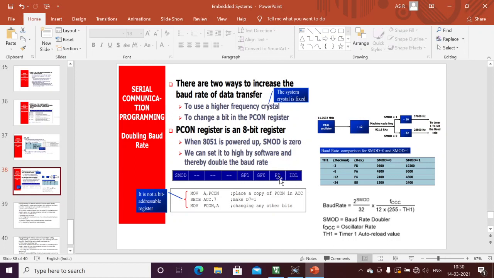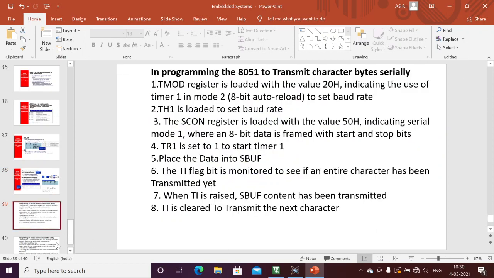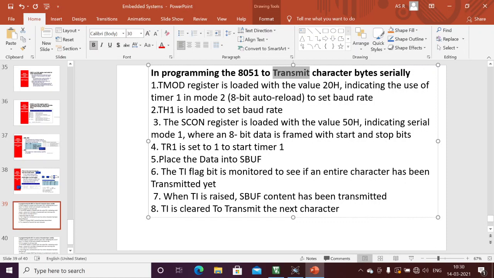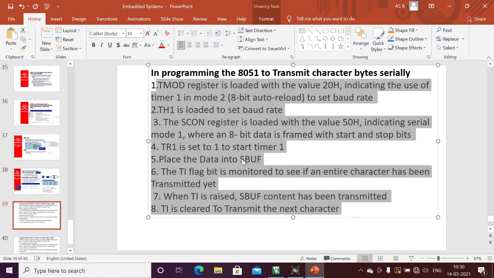These two are power saving modes, and by using this PCON register we have power control as well as baud rate doubling. We have these many facilities in our PCON register. These are the main working principles of the PCON. Here we'll discuss mainly how to program it if I want to transmit one character serially, so we need to program these many steps.